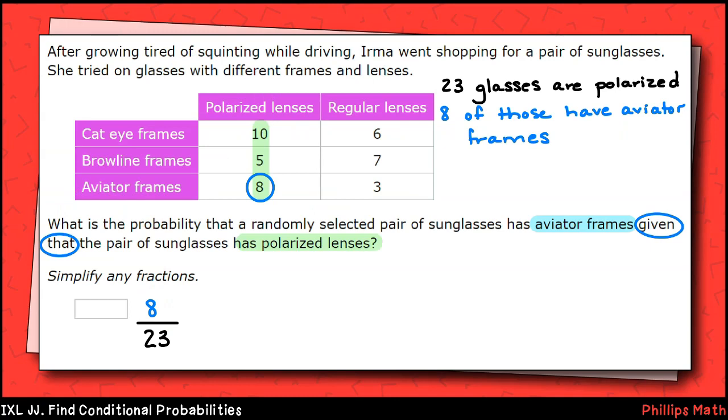For the last one, it says, what is the probability that a randomly selected pair of sunglasses has aviator frames given that the pair of sunglasses has polarized lenses? Well, we're only interested in the polarized lenses this time. That'll be 10 plus 5 plus 8, which sums up to 23. So 23 of the sunglasses have polarized lenses, but we only want glasses that have aviator frames with polarized lenses. So that'll be only 8 out of those 23. That makes the probability 8 over 23.